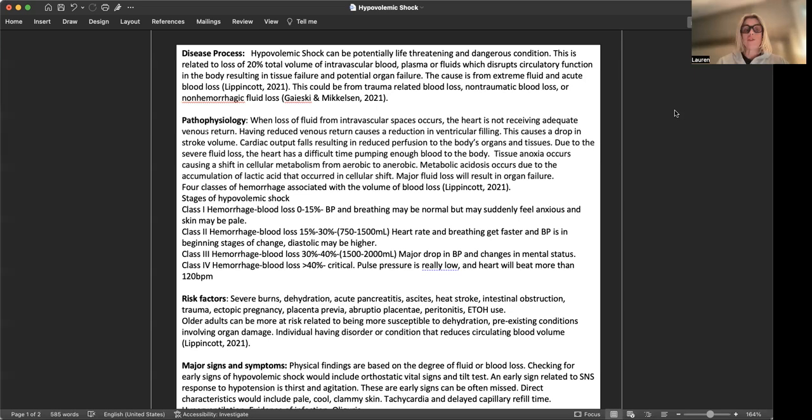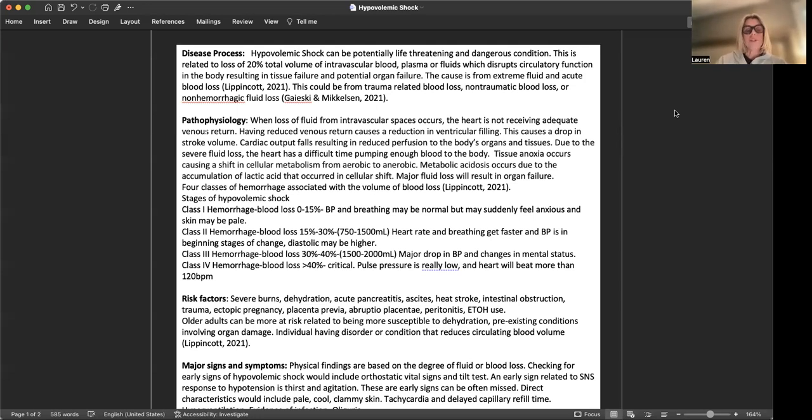This is also related to 20% loss of total volume of intravascular blood, plasma, or fluids. And like I said, it disrupts the circulatory function in the body. This could potentially lead to tissue failure and potential organ failure. This could be related to trauma-related blood loss or non-traumatic blood loss.